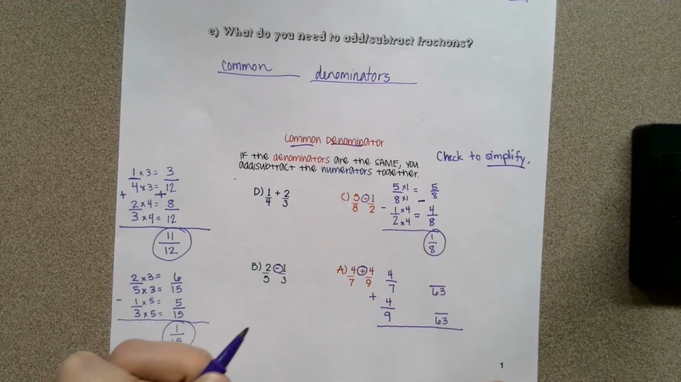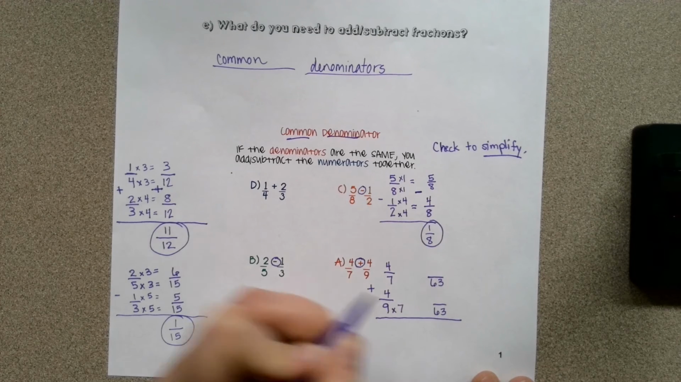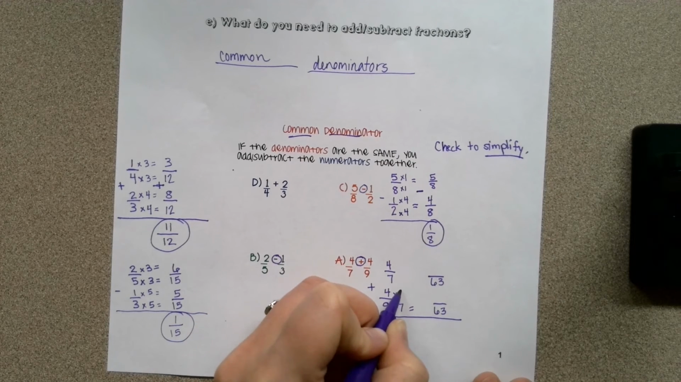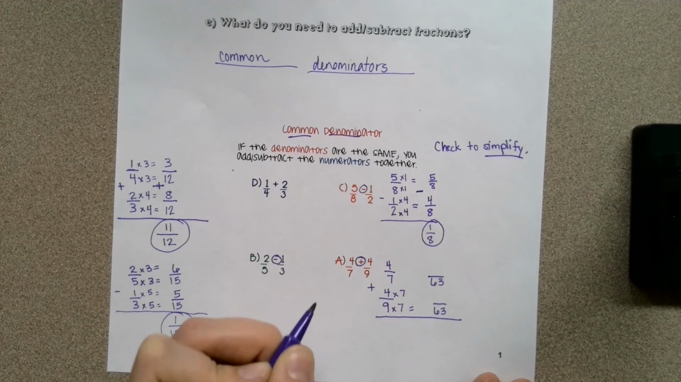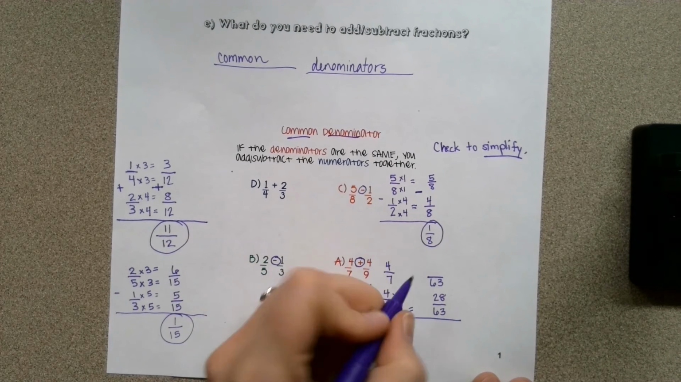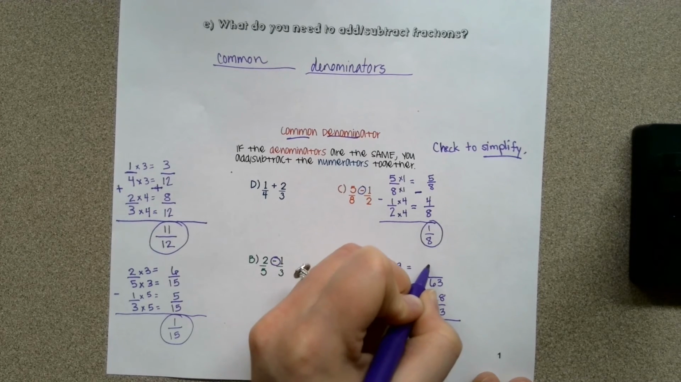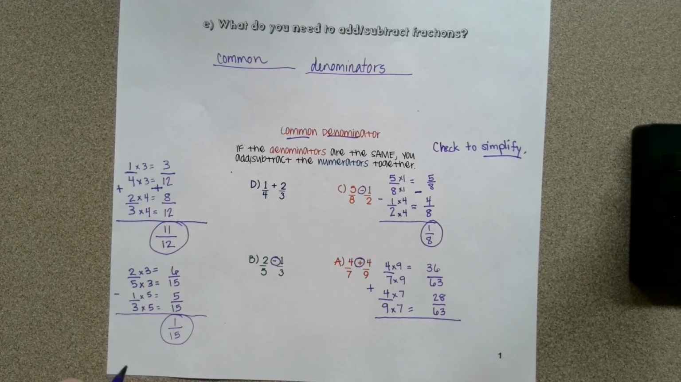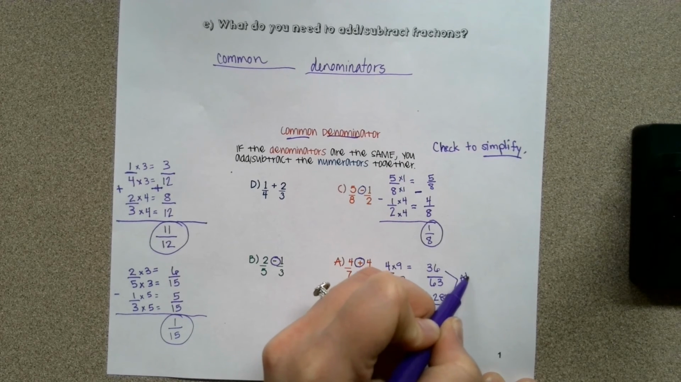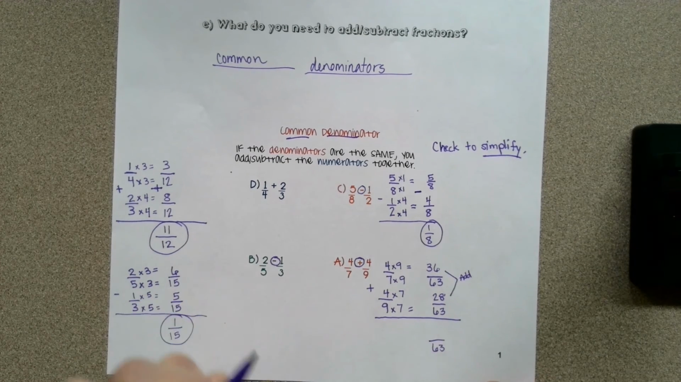This is where knowing our multiplication facts comes in really helpful. 9 would have to be multiplied by 7 to get 63, so we have to multiply the 4 as well by 7. That has to match, giving us 28. 7 had to be multiplied by 9, so 4 also has to be multiplied by 9, giving us 36. And then we have to add those numerators together, knowing that the denominator is going to stay the same no matter what we get.